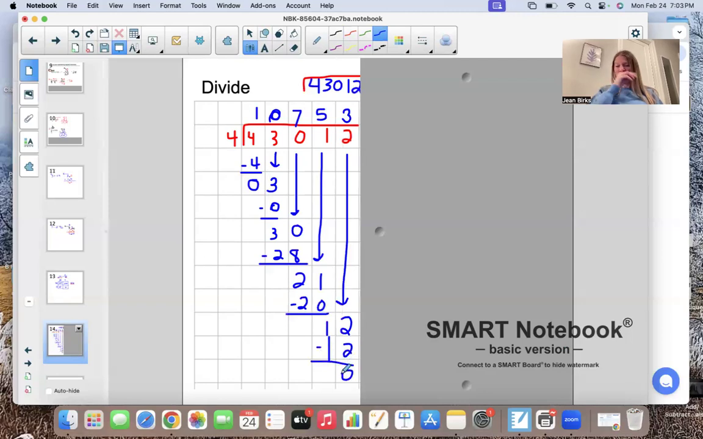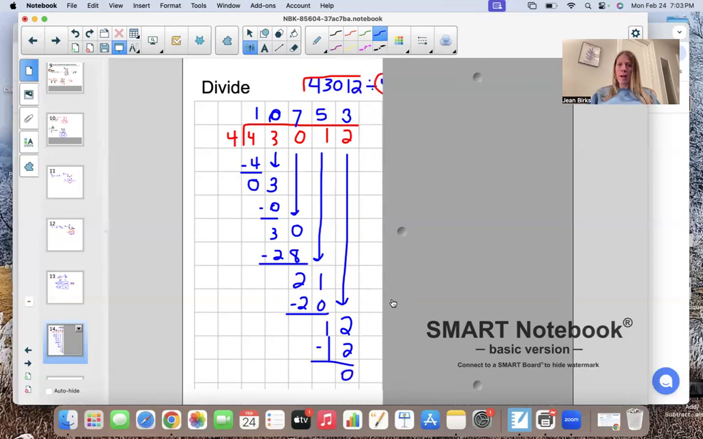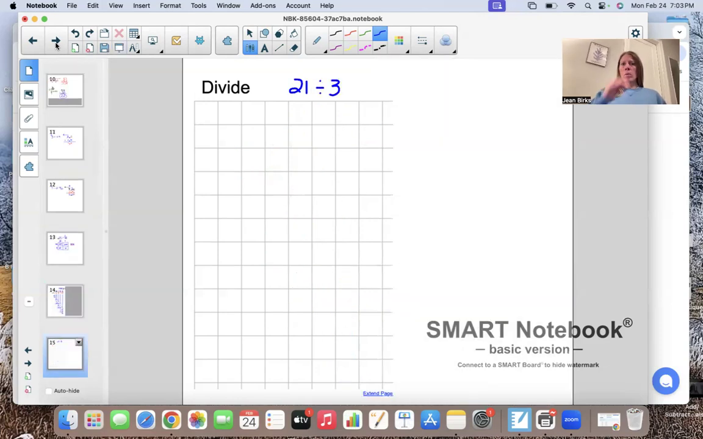I'm going to quit for 2 reasons. Number 1, I have a 0. Number 2, I have nothing left. There is no more numbers, so I can quit. So that is how we long divide. Notice there's 1, 2, 3, 4, 5 red numbers. I have 1, 2, 3, 4, 5 blue numbers in my answer. They should match, okay? So what are we doing with decimals in this unit? We're going to talk about how you divide with a decimal.